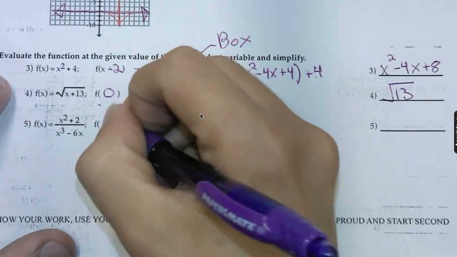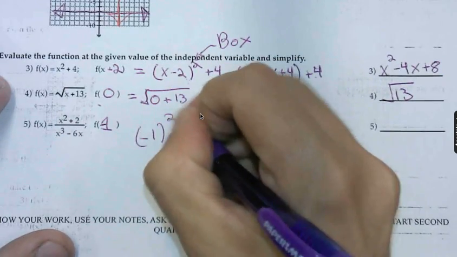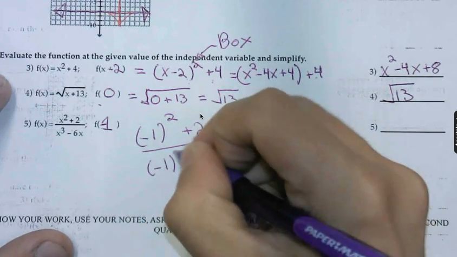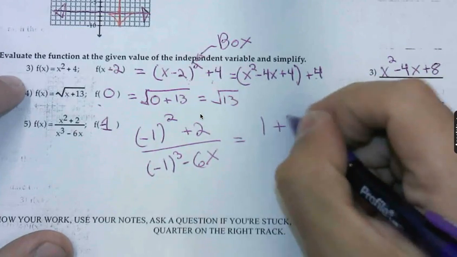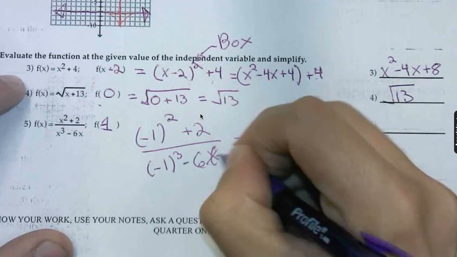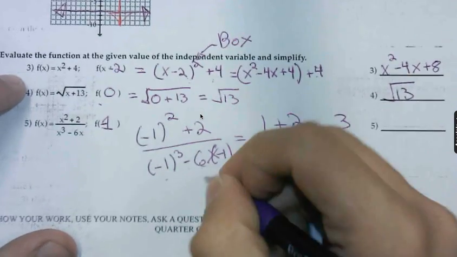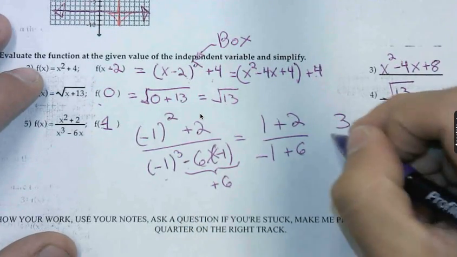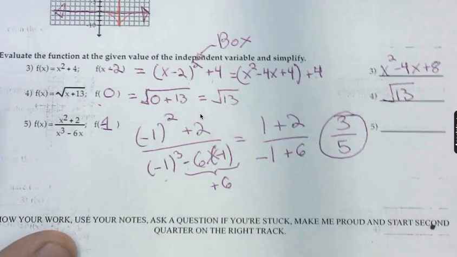Next bit, any number will work. We'll do when x is -1. So we have -1 being squared. We're going to add on 2. This is over -1 being cubed minus 6x. -1 squared is 1. 1 and 2 will get you 3. This is -1. Oh, I also have to throw that in here. So -1 minus 6 times -1. So this can be rewritten to just plus 6. So this answer, -1 plus 6 gets you 5. Your final answer is 3/5.